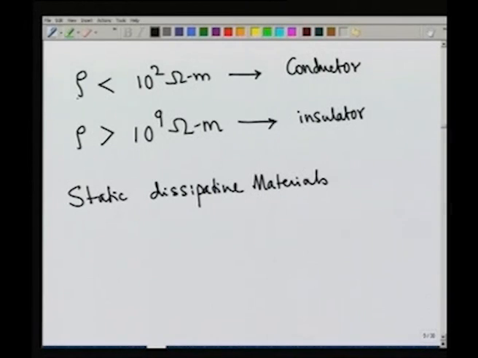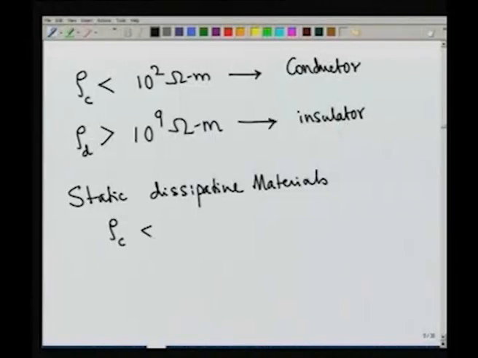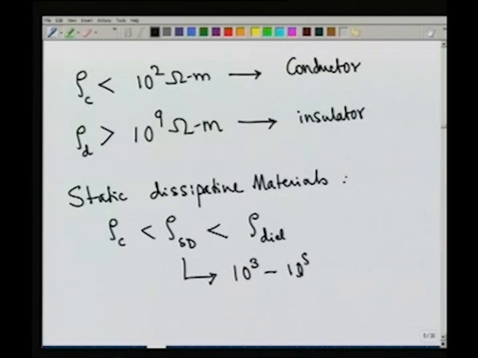So this is for the conductor, this is for the dielectric. What is the range of the resistivity for the static dissipative materials? So obviously rho of the conductor is less than rho of static dissipative materials, which is less than rho of dielectric or insulator, and this rho for static dissipative materials lies in something like 10 to the power of 3 to 10 to the power of 8 ohm meters roughly. So you see that the real world consists not just of conductors and insulators, we have these static dissipative materials.